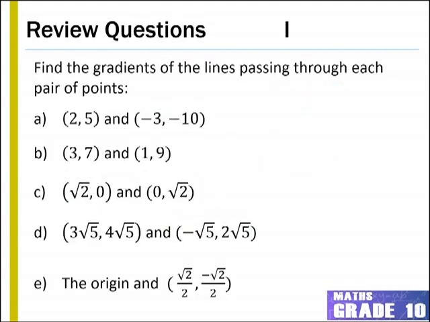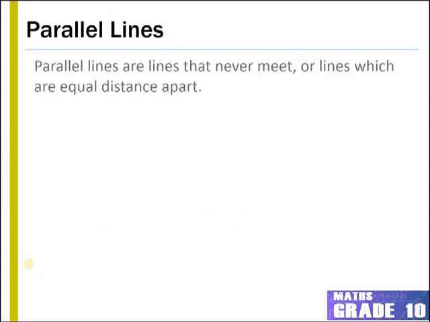Review questions, part 1. Find the gradients of the lines passing through each pair of points. Pause the video whilst you work it out. Here are the answers. A, m is 3. B, m is -1. C, m is -1. D, m is 0.5. E, m is -1.